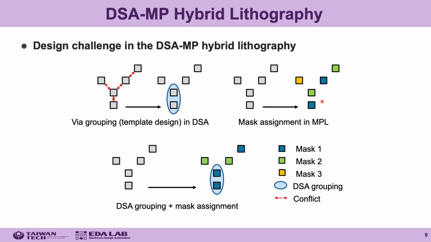By transforming this into a graph coloring problem, we need to determine the color of each via such that 2 conflicting vias can have different colors. So in the hybrid lithography consisting of DSA and multiple patterning lithography, we need to determine which vias should be grouped, so vias in the same group can be assigned the same color. And also, we need to color the rest of the vias to generate a conflict-free result.